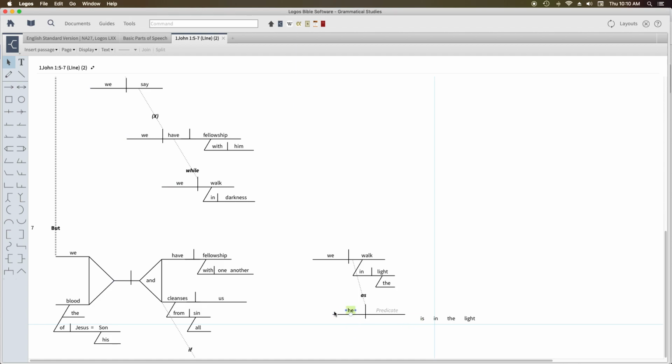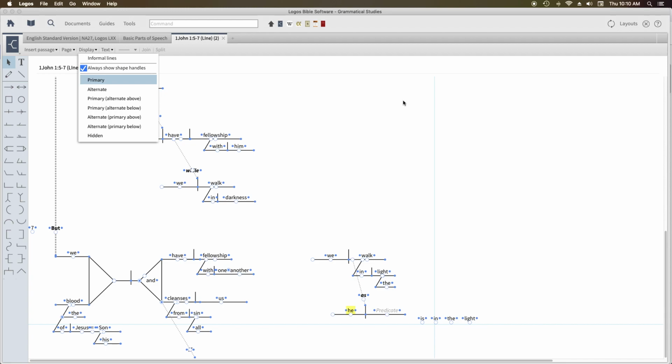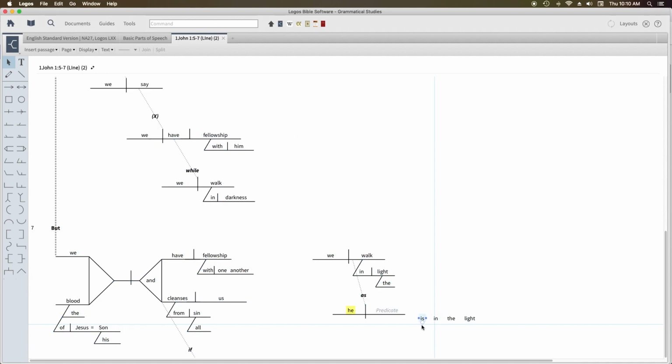If you ever have a problem with these shapes, you can always come up here to display, show shape handles. Kind of makes it look a little bit messy, but it can be helpful. I typically don't use it because if you hover over, you can see where the little circle is, and I just grab it by that. So, he is.